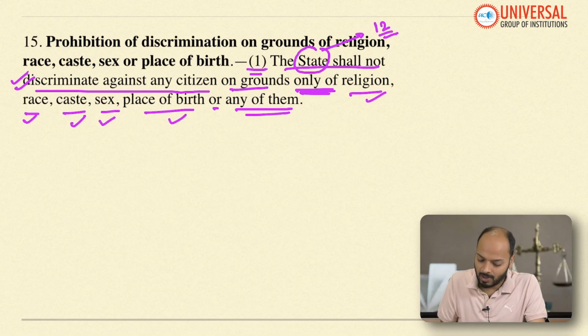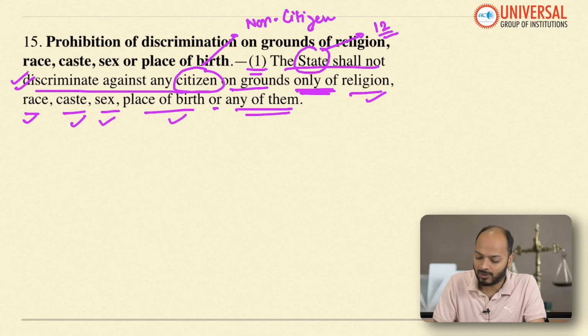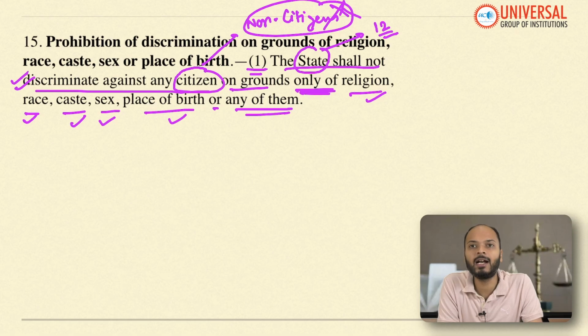One important point to remember here is that the state shall not discriminate against a citizen, meaning this right is not available to non-citizens. It is only available to citizens. Unlike Article 14, if you remember, there the word used was any person, not any citizen, and hence Article 14 is available even to non-citizens, but Article 15 is available only to citizens. So I hope Article 15 sub-clause 1 is clear. It imposes a limitation on the state not to discriminate against citizens on the basis of 5 parameters, that is religion, race, caste, sex, and place of birth.